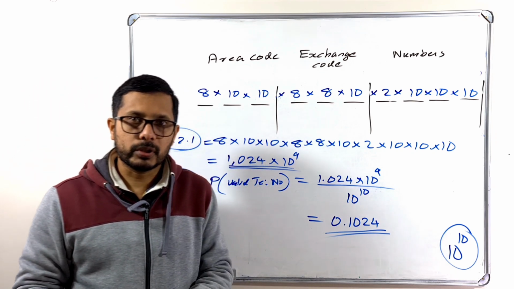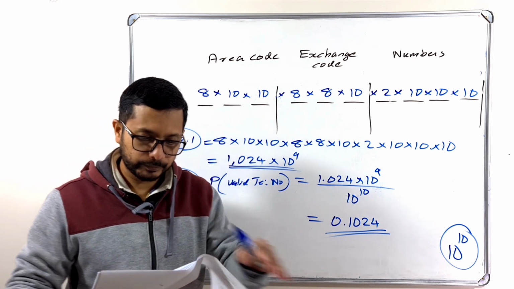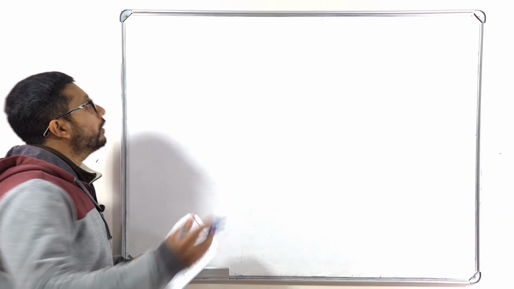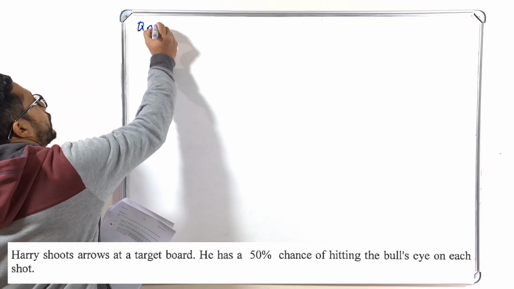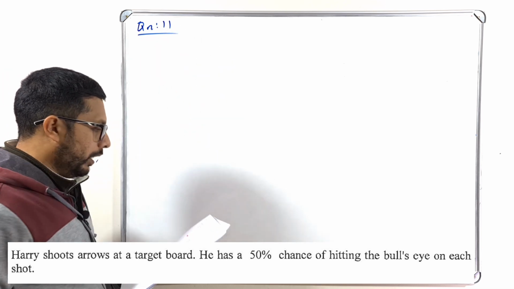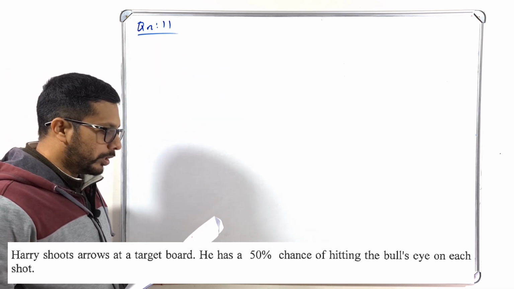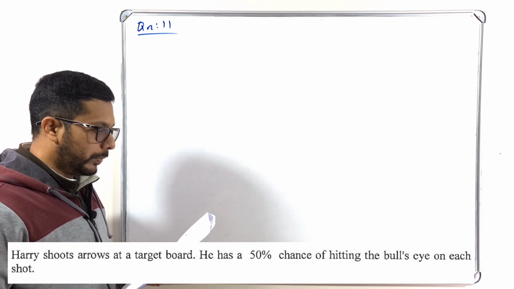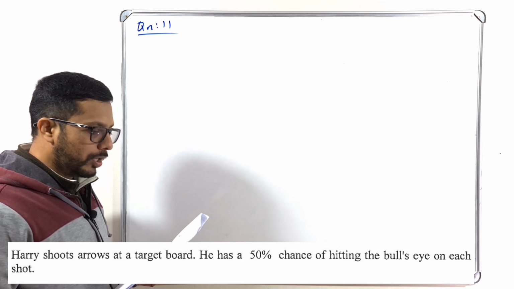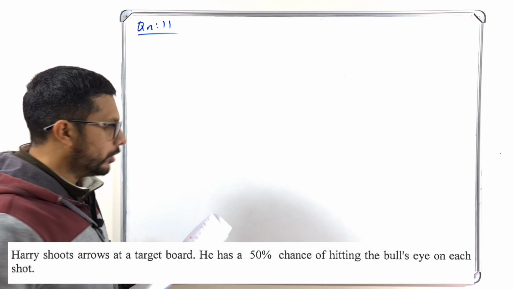Now let's go to question number 11. What is that question? Harry shoots arrows at a target board. He has a 50% chance of hitting the bullseye on each shot.